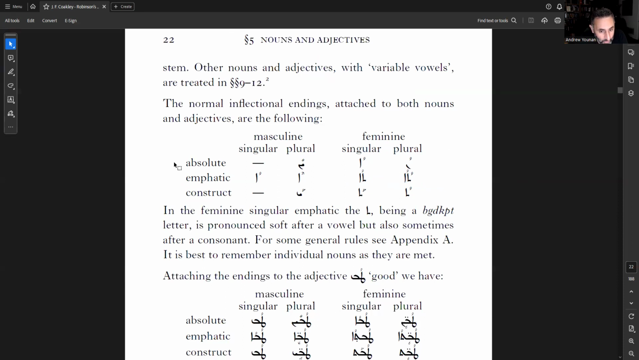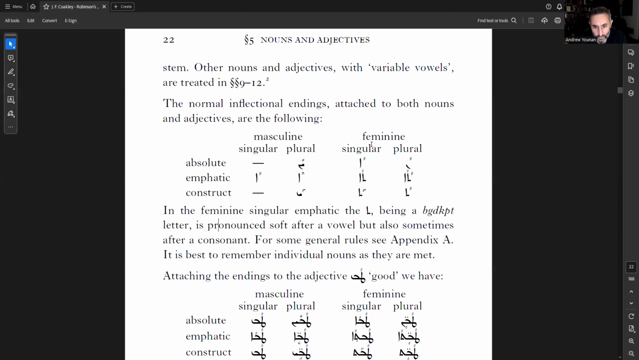Masculine plural absolute state is een. The masculine plural construct state is a. So when you want to say the houses of something, Beitei Melka or something like that.